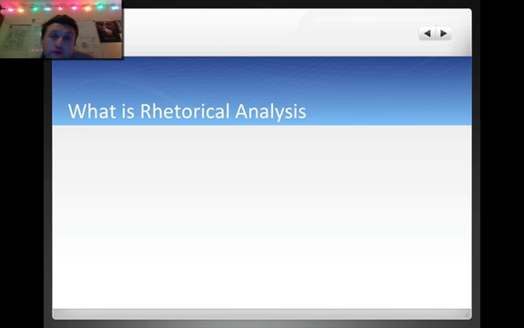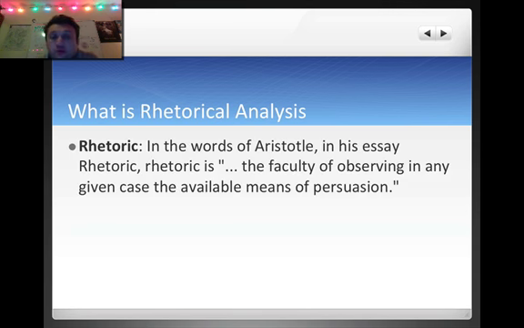So when you look at rhetorical analysis, the first two things that you want to make sure you clearly understand are the definition of rhetoric and the definition of analysis. Simply put, for rhetoric, we have Aristotle's classic definition: the faculty of observing, in any given case, the available means of persuasion. So rhetoric is about being persuasive and about what tools any author is using in order to be effective and to achieve his or her message.